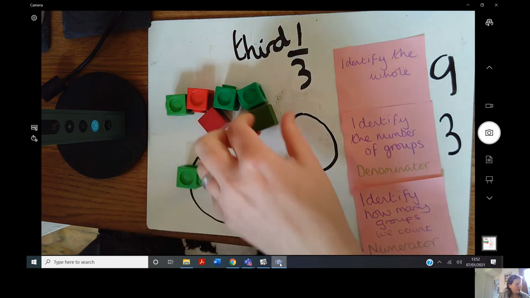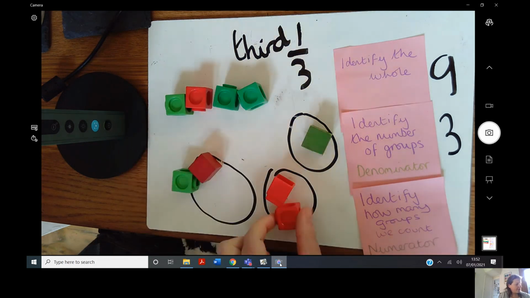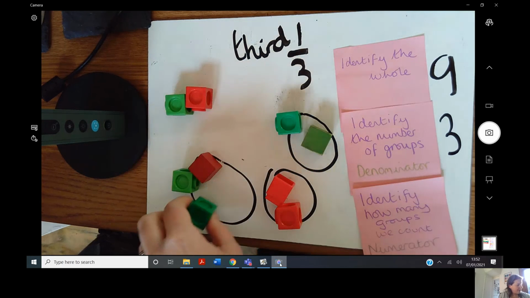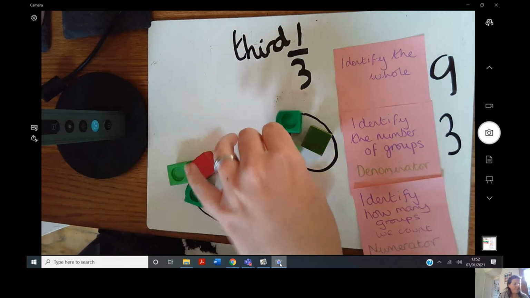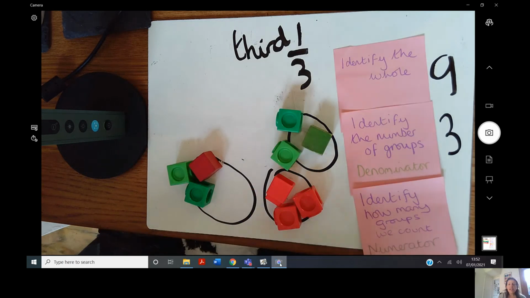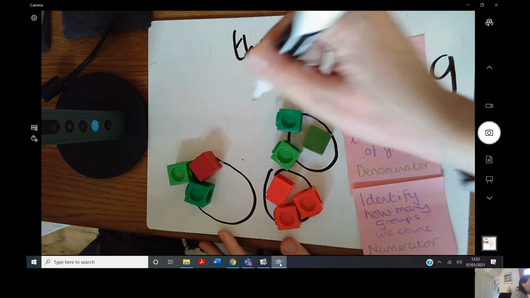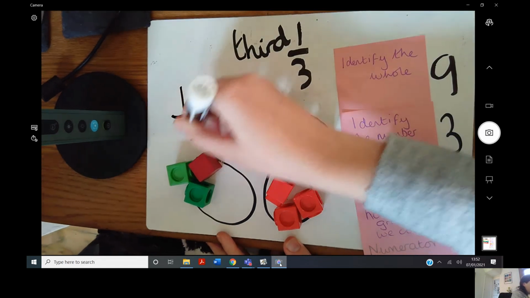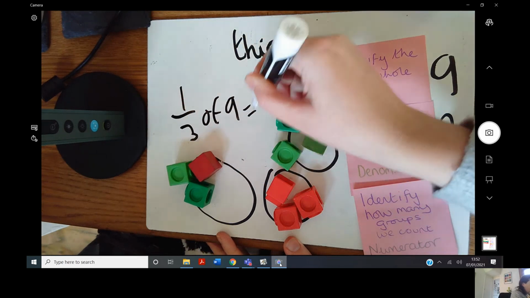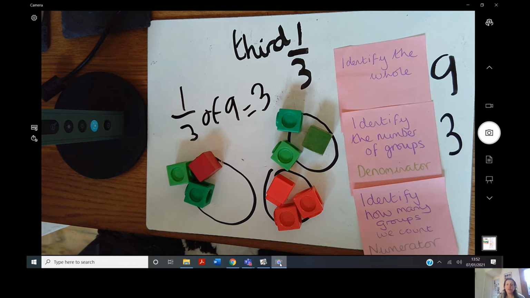1, 2, 3, 4, 5, 6, 7, 8, 9. I've got my 3 groups here, each with the same amount of cubes in. So in each group, there are 1, 2, 3 cubes. Again, our final step is to identify how many groups we're going to count. So look at our numerator. Today it is just going to be 1. So our answer is 1/3 of 9 is equal to 3.